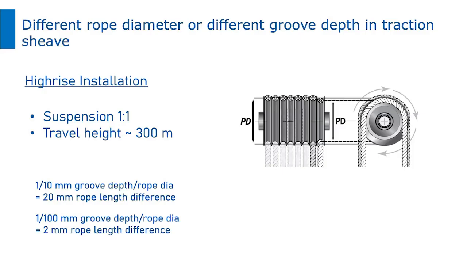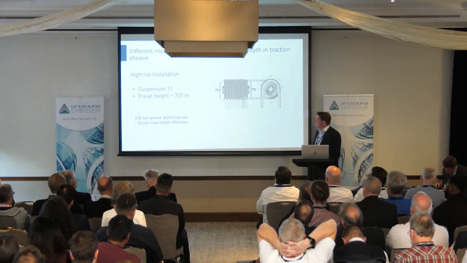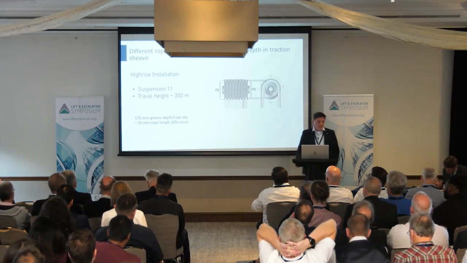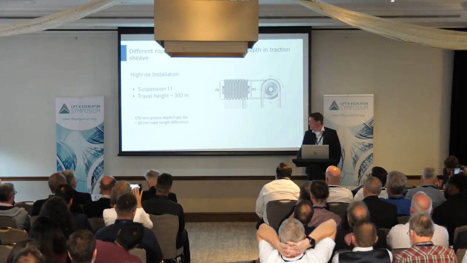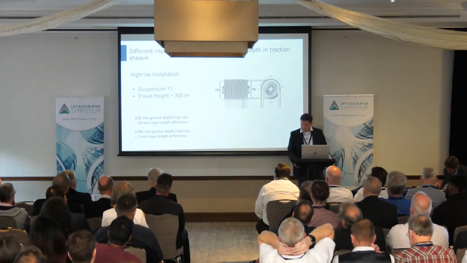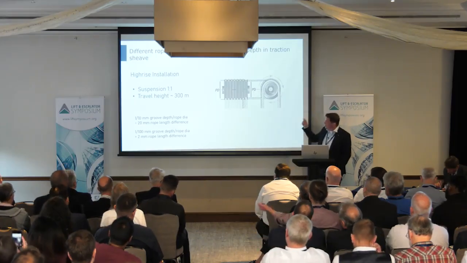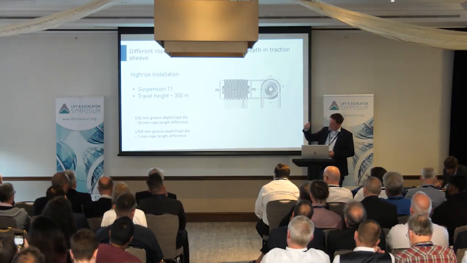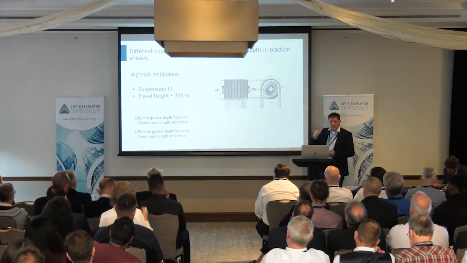Let's look at this high-rise installation. It is roughly 300-meter travel height, one-to-one suspension, and if this groove is worn out by 1/10 of a millimeter, by calculation, it gives roughly 2 centimeters, 20 millimeters, so almost an inch, distance over the whole travel between the ropes. And if you shorten one rope by 20 millimeters, for sure it is carrying the most.